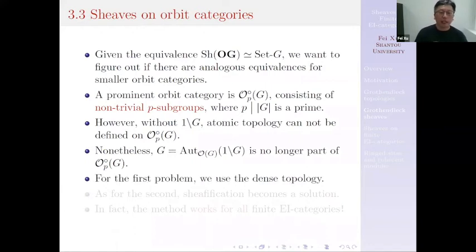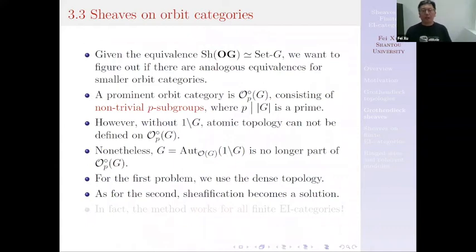So, as I said, for the first problem, we use a more general topology, which is the dense topology. And for the second, we realize there's not much that we can do. So we tried sheafification. That means we do this directly. And then we realize it works. And actually, it's not as difficult as we thought. And then we realized that after that, we can have a different proof. So we're going to have 2 proofs of our equivalence.